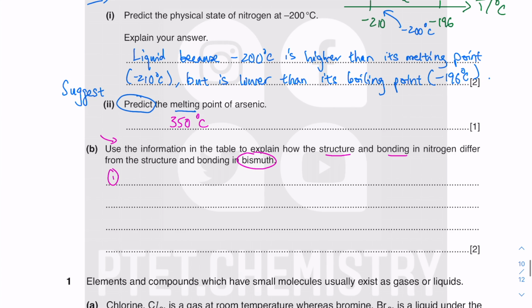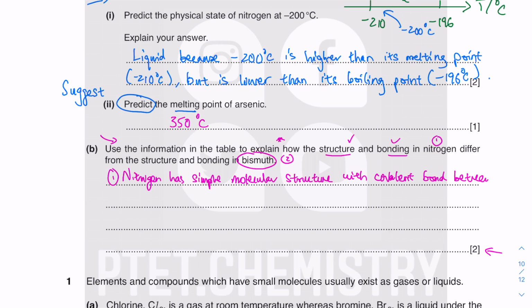I think I wrote too much for the previous question, which was quite similar. So for these 2 marks, I'll aim to spend no more than 2 minutes. But I want to cover nitrogen, I want to cover bismuth, and I want to explain a little bit, but also both structure and bonding. Okay, so nitrogen has simple molecular structure with covalent bond between nitrogen atoms. As you know, this is your case study, nitrogen-nitrogen triple bond.